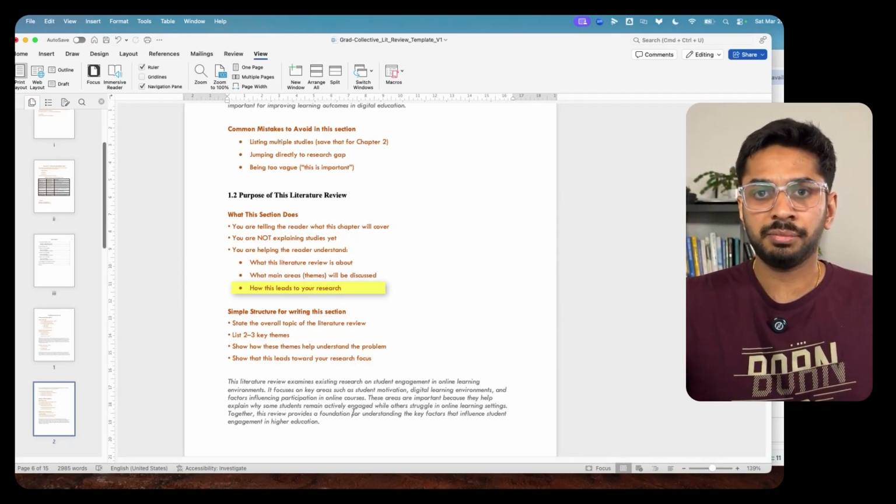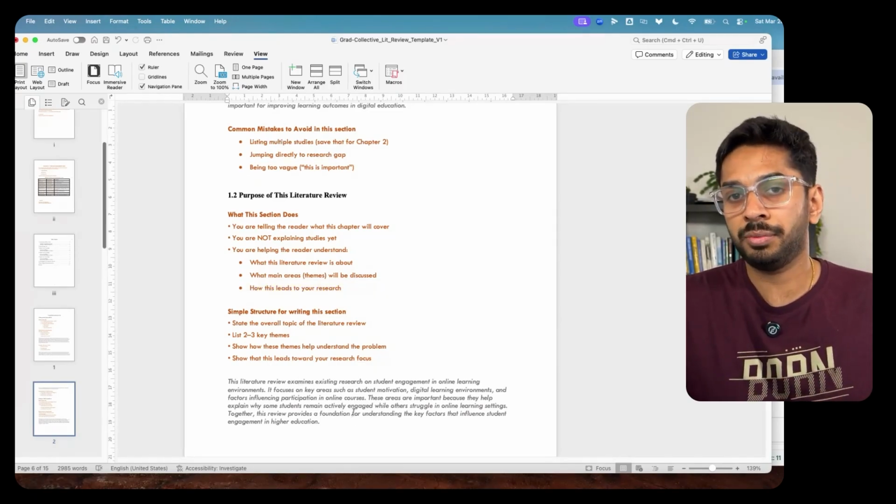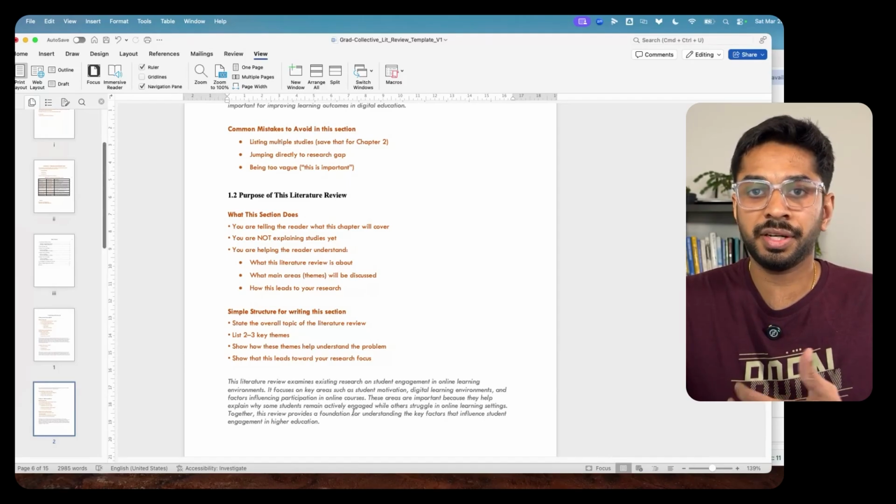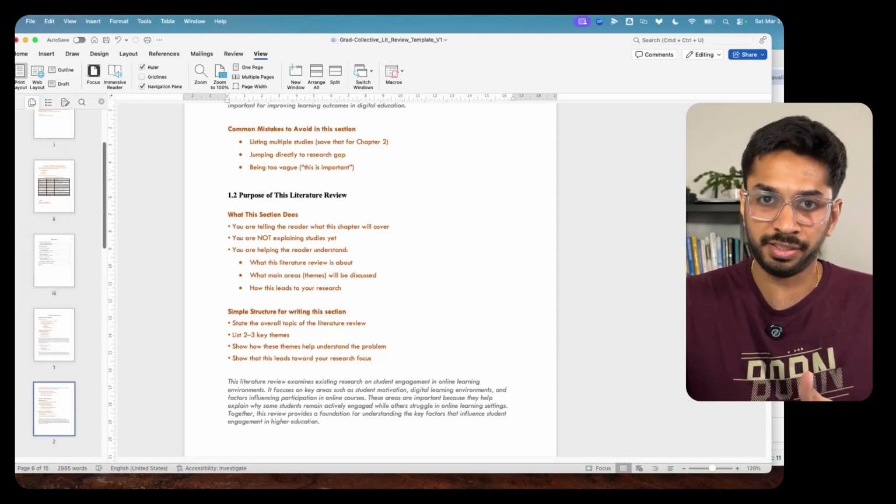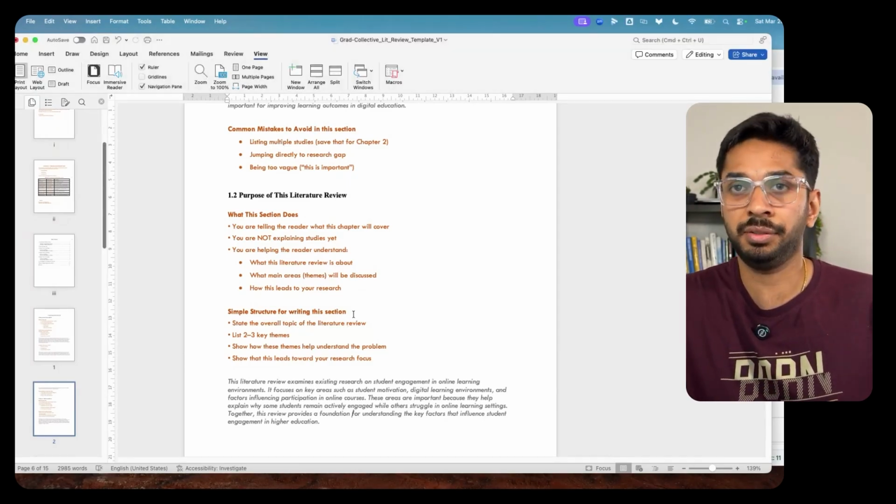If you look at this example, you can clearly see what should be done. You're basically giving the reader a roadmap of what's coming next. And it's that simple, your section number 1.